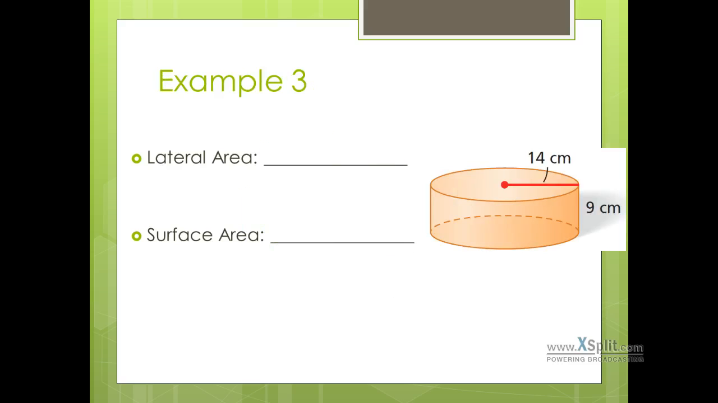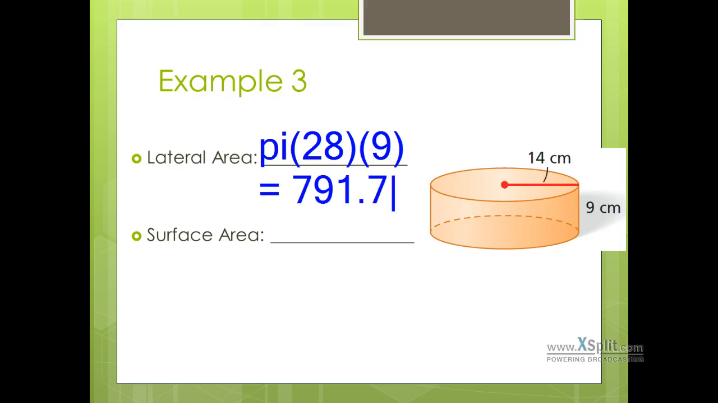All right. So if you wanted to use those equations for this cylinder, let's say, for lateral area, we'll do pi times diameter of 28, since it's 14 times 2, times our height of 9. That gives us a lateral area of, plugging into my calculator, 28 times 9 times pi, 791.7 for our lateral area.